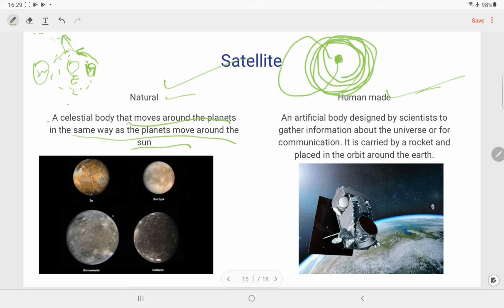These are four different Jupiter satellites, that is Io, Europa, Ganymede, and Callisto. These are the four natural satellites of Jupiter. And moving on, what are human-made satellites? Similarly, as natural satellites are there, human-made satellites are artificial bodies designed by scientists that are used to gather information about the universe or for communication, or different purposes. We all know how beneficial they can be.